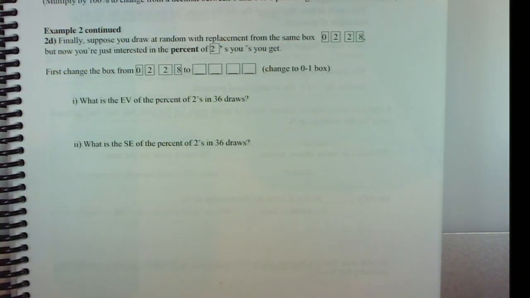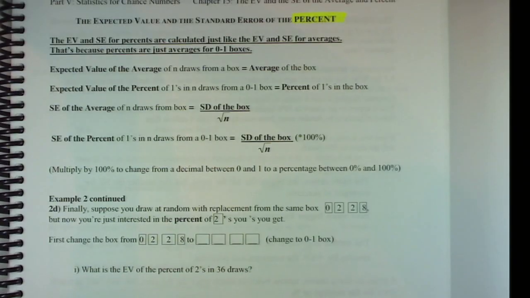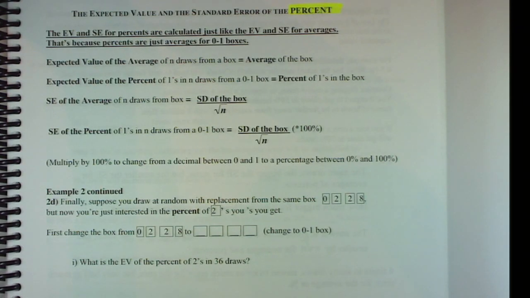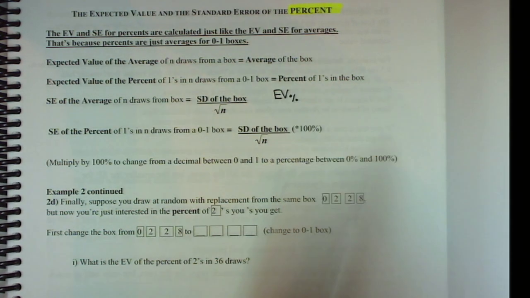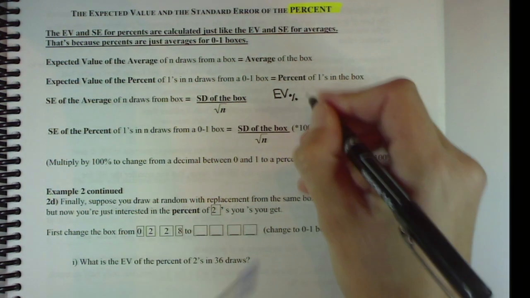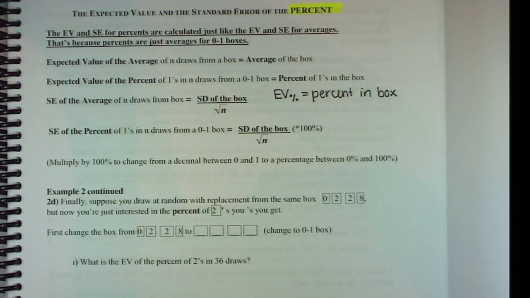What if I want to know the percent of something, like the percent of you guys who have class on Friday, or the percent of you guys who have taken calculus, or something like that. Average would be weird. I don't know, maybe the count might be good, but I personally like percents. So the nice thing is, just like the average, the expected value of the percent, I just like to use the little percent sign instead of writing it out, is just the percent in the box, just like average. So if there are 50% twos in the box, my expected value for the percent of twos I'll get is just going to be 50%.